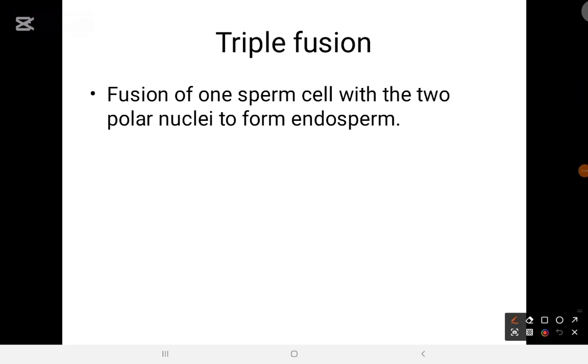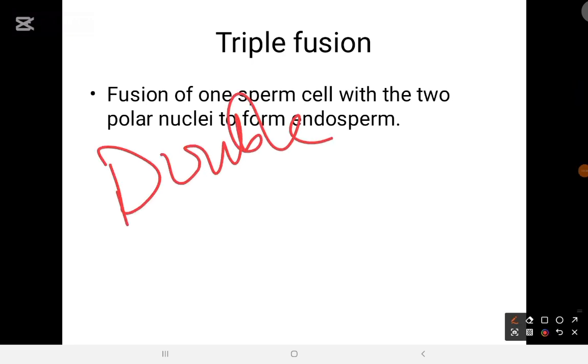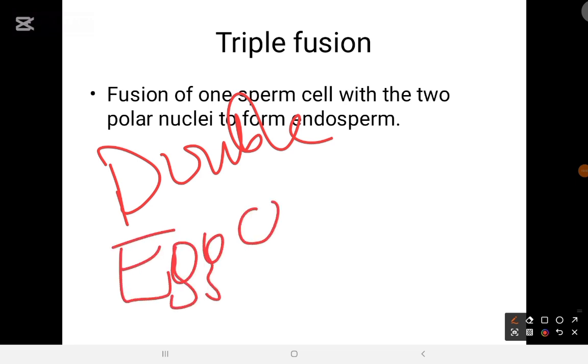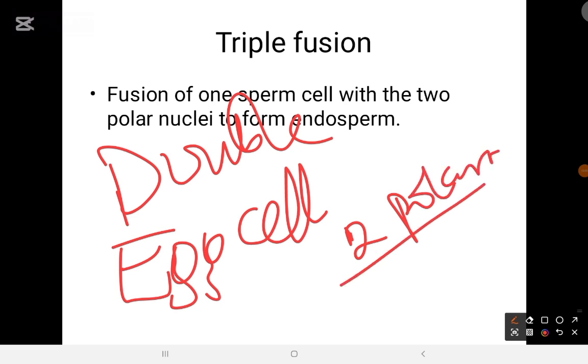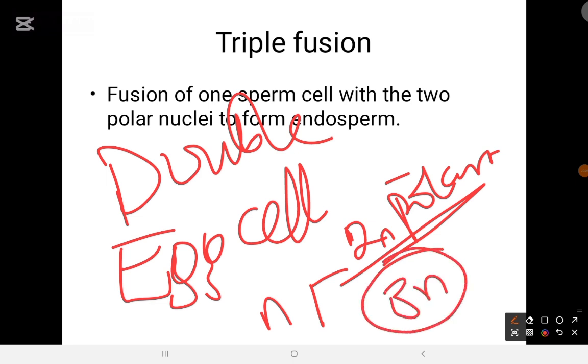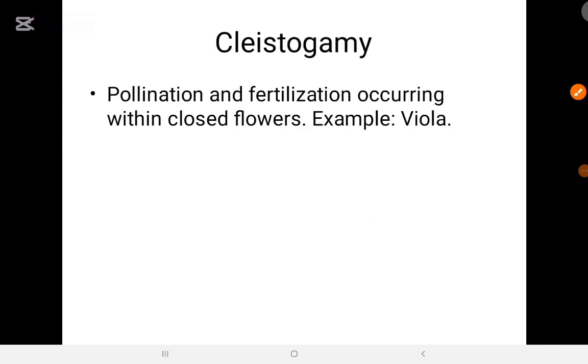So triple fusion occurs in double fertilization. Is that okay? Double fertilization. The first male sperm will fuse with the egg cell. Please don't forget that. I keep mentioning this. And the second male sperm will fuse with the two polar nuclei. That is called triple fusion. The fusion of that one N plus 2N. Because there are two polar nuclei, N and N, when they fuse, they become 3N, which is triploid. So that process is called triple fusion.